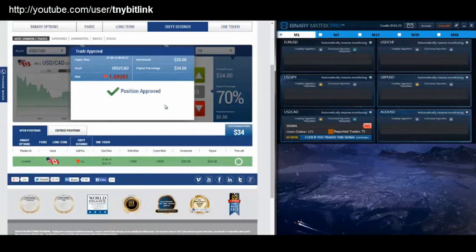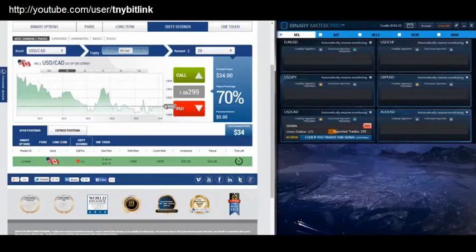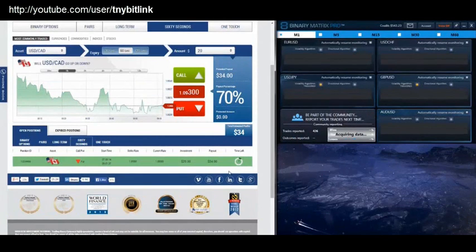And let's see where this takes us. All right, $20 invested on this put signal for USD Canadian. And for now, the price is a little bit below the strike rate, looking for it to give us a good win. Cha-ching, another $34.